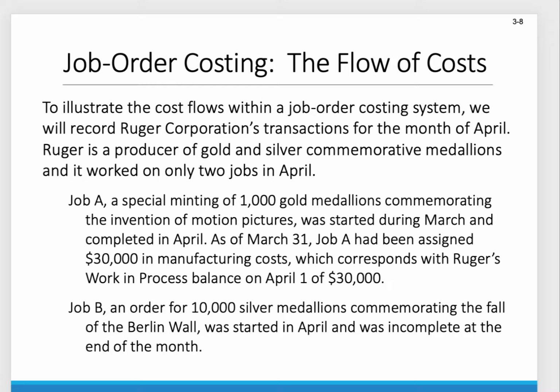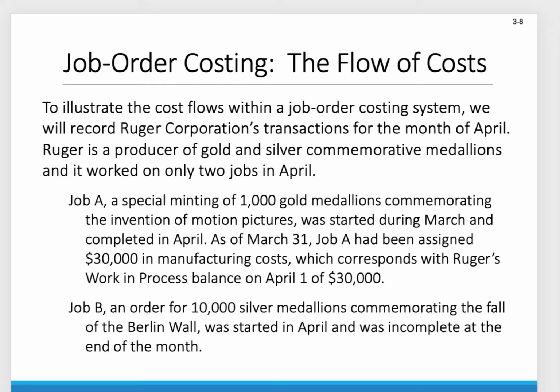Okay, so we have a company here, looks like Ruger Corporation, right? They use job order costing. They must manufacture something. Okay, Ruger is a producer of gold and silver commemorative medallions, and it works on only 2 jobs in April. Okay, so right now this says job order costing all over it. Why? Well, because they make 2 products that are different. They're medallions, and they have 2 jobs, job A, job B.